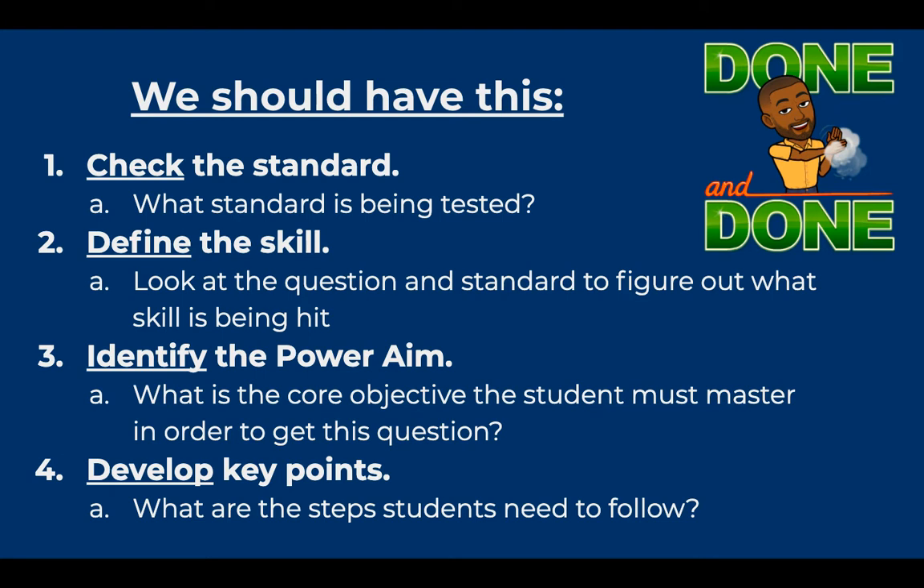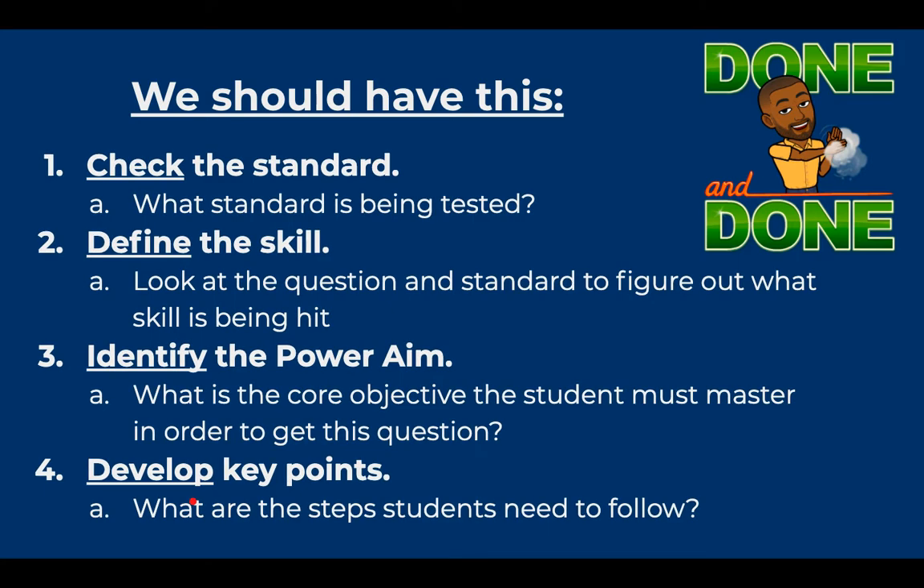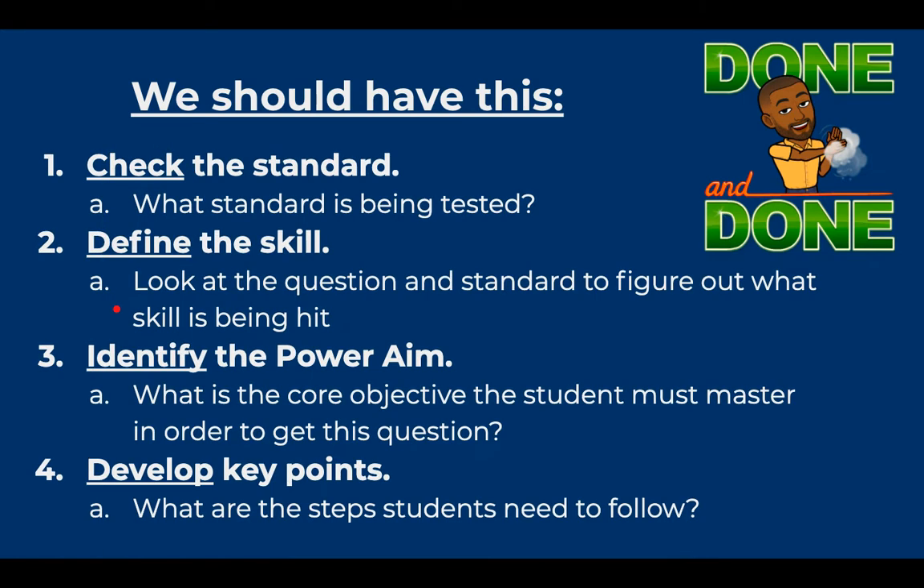of the process. So if you are someone who spent a lot of good time analyzing the first IA and filling out the document as far as going from steps 1 through 4, checking the standard, defining the skill, identifying the power, and developing key points, you should feel very ready to do this next step. If I'm missing any of these things from my IA analysis document, my next step is going to be harder to do to fruition.